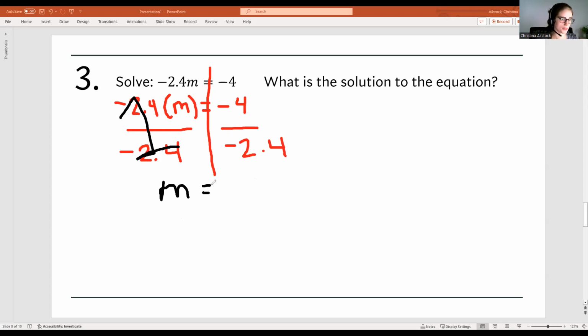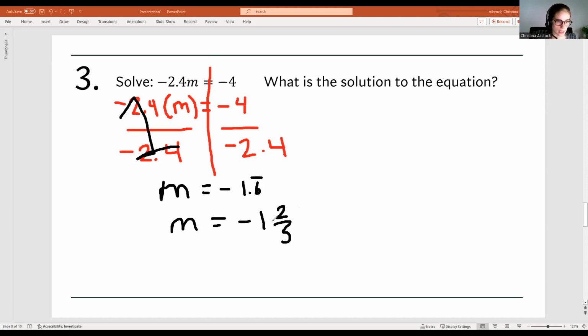Now, when we do the division on the other side, when you're multiplying and dividing, if the numbers have the same sign, your answer will be positive. If they have different signs, your answer will be negative. So 4 divided by negative 2 4/10 as a decimal would be negative 1.6 repeating. Or if we were to turn that into a fraction, that would be negative 1 2/3.